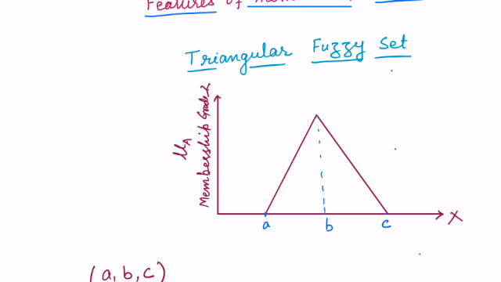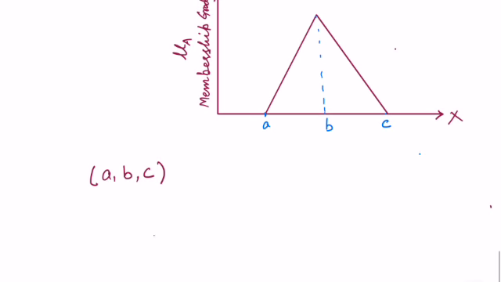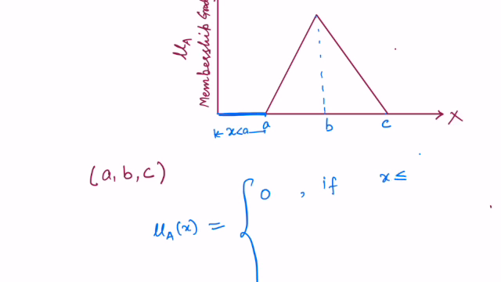The membership grade in this case will be given by mu A(x) is equal to, the function is defined as follows. Before a, that is, for all the values where x is less than a, this function takes value 0. So we can write here it is equal to 0 for x less than or equal to a.